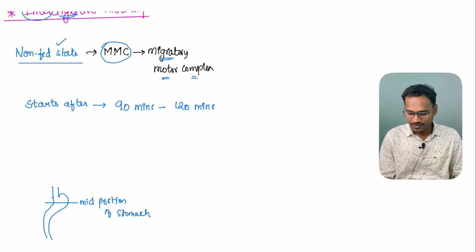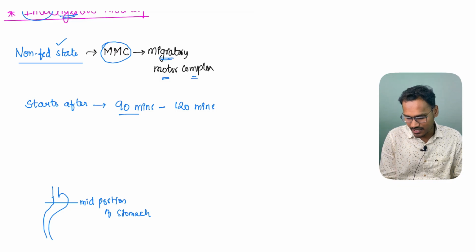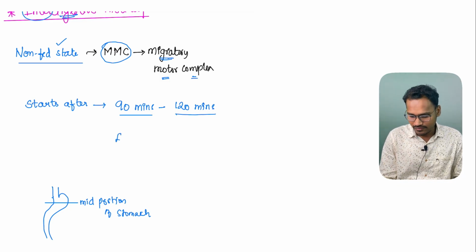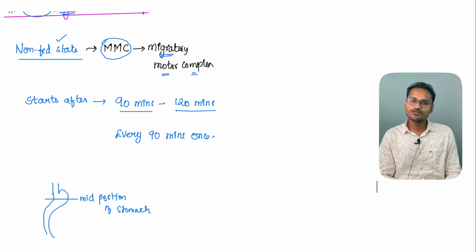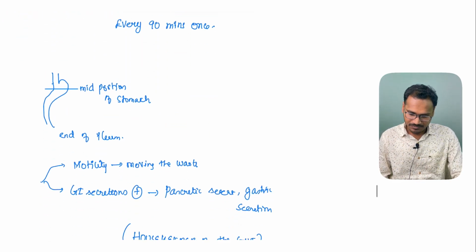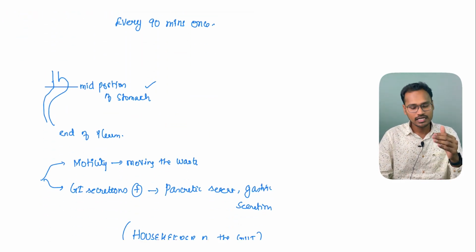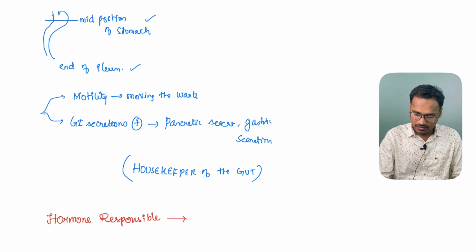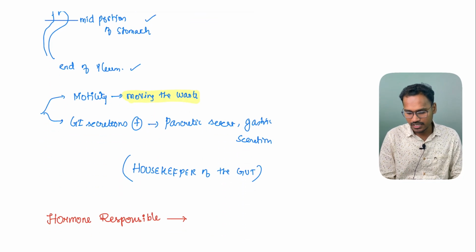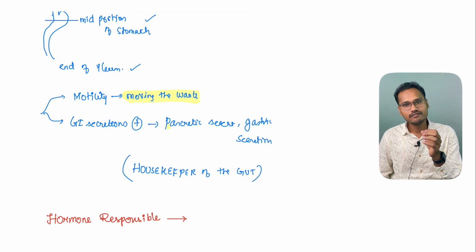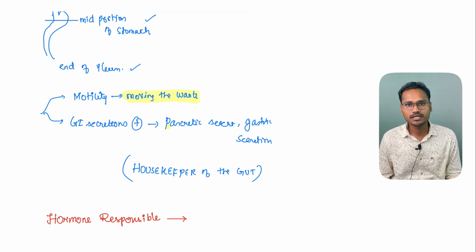It will start when the stomach is empty, 90 or 120 minutes after taking the food. Then it will happen every 90 minutes once. But just in case you snack something in between, what is going to happen? This MMC is going to be abolished. So let's see what is the importance of this MMC. It starts from the mid portion of the stomach and goes till the end of the ileum. It is basically moving the waste. Suppose you have taken a meal and some amount of food is stuck in the GIT. That will be swept away with the help of this migratory motor complex.